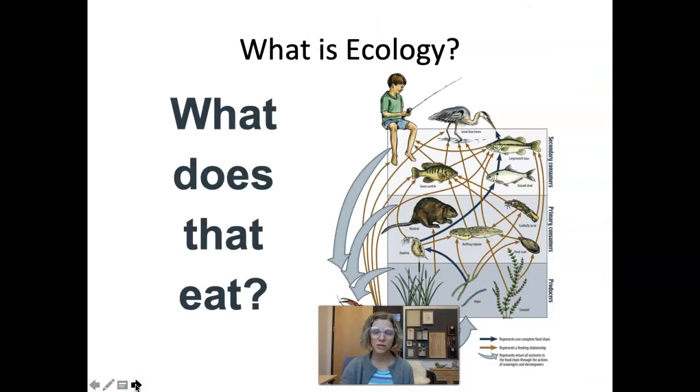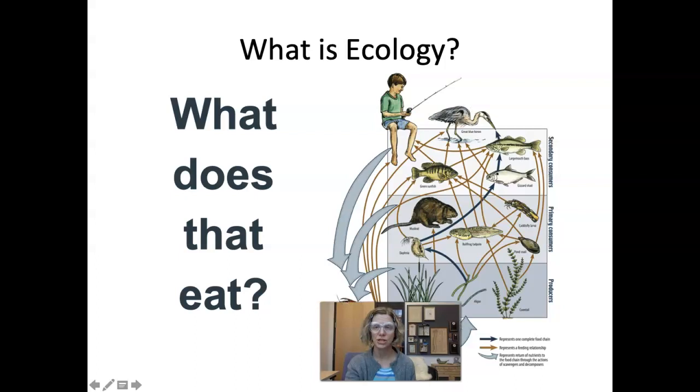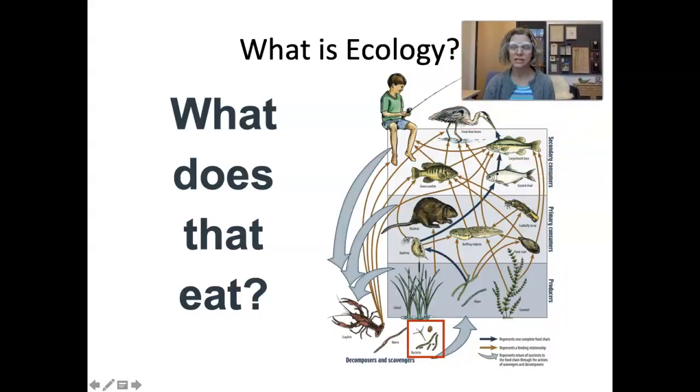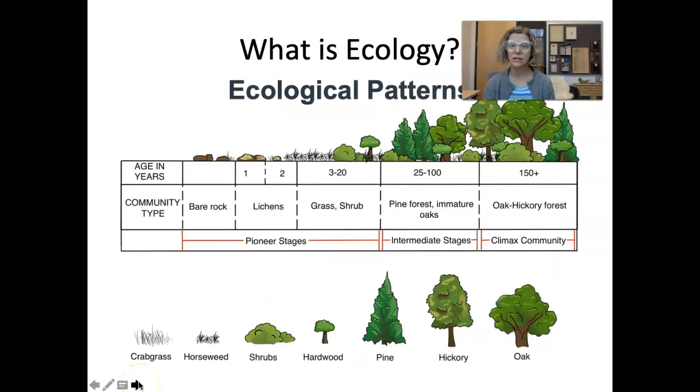So the chapter starts by thinking about what eats what? This classic question in ecology. And here's a nice little diagram of a boy fishing in an aquatic ecosystem, and you can see how different things are eating different things, and there's interactions within this ecosystem here. We're interested in ecological patterns, like what decides what organisms are where and how many organisms are there.